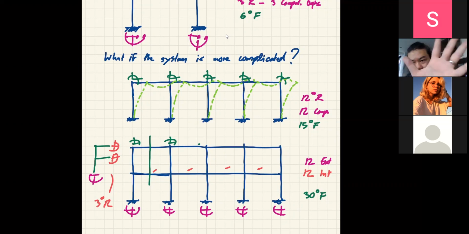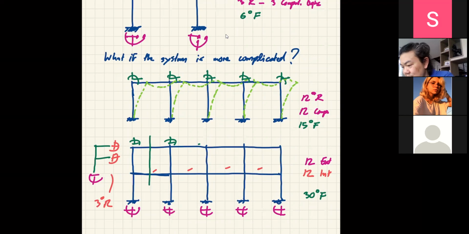We need 5 rotations, correct? We need 5 rotations for the rotation of each joint. So that's 5. We don't need the vertical displacement because we don't care about the axial deformation of the column. So the 5 vertical displacements are gone, out of the question. We don't care about them. So that's down to 10. But we still need to know how much our structure moves to the side, correct?